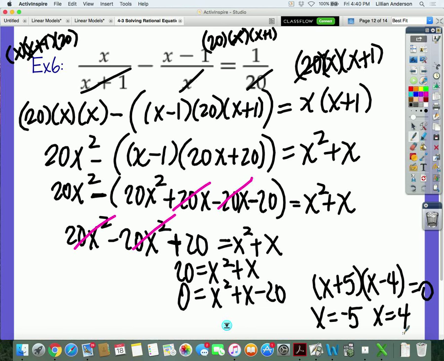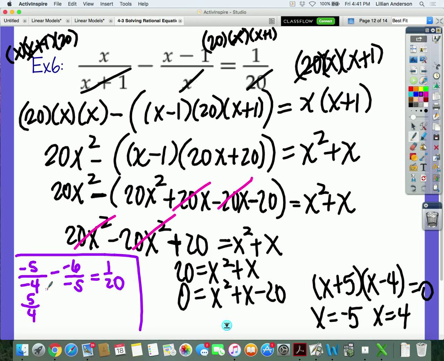But of course, I want to check. So I'm going to plug into the original. I get this by plugging in negative 5. Two negatives make a positive. Two negatives make a positive. I'm going to multiply doing the cross thing, so it's going to be 25 minus 24 all over 20, which is indeed 1 over 20. So I know that negative 5 works.